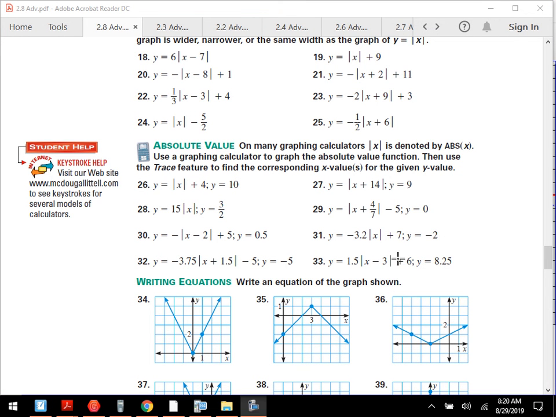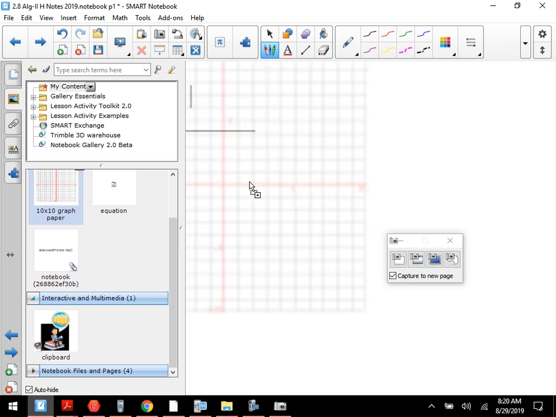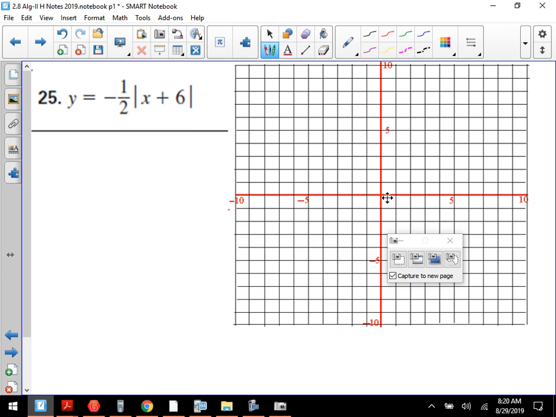So last night's homework, there was number 25 being asked about. In this case here, at least we'll start it. With this one, you've got negative 1/2 times the absolute value of x plus 6, and that's it. So that tells me that my A value is negative 1/2, which means it's a V going down.